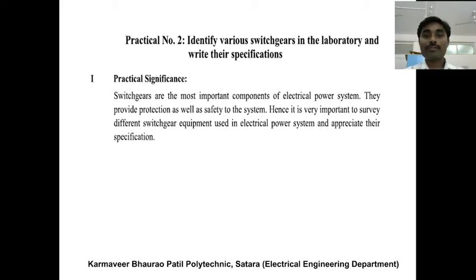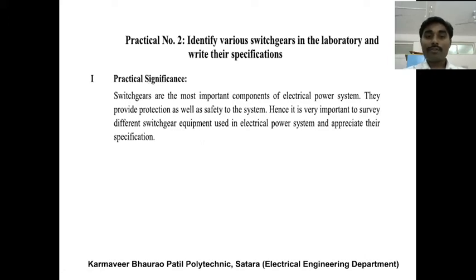Hello students, today we are going to start our second practical of the subject Switchgear and Protection. The second practical is to identify various switchgears in the laboratory and write their specifications. So let's know something about the significance of this practical.